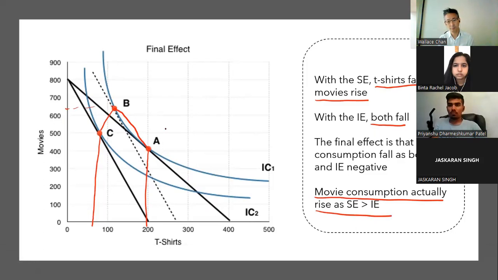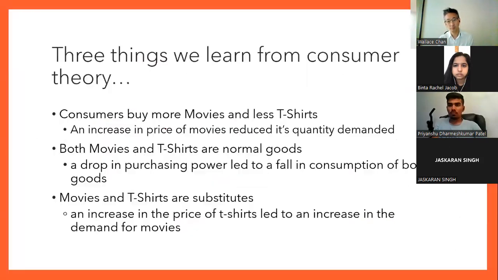Now, notice that when you did this income and substitution effect exercise, it actually gave us a few results, which we also covered in chapter 3. So I'm just going to talk about that and then end this discussion.